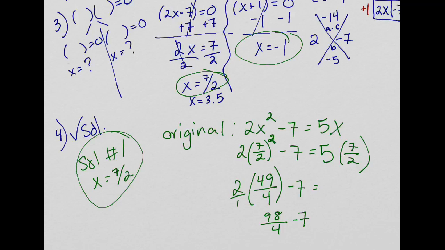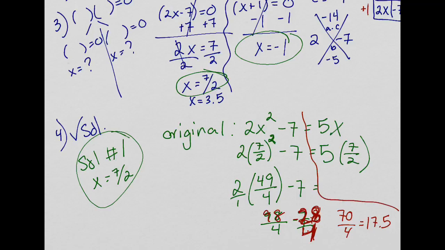Okay, 98 over 4 minus 7. Really, to do this, I need common denominators. So I'm going to just make that 7 a 7 over 1 so I can see that I need to multiply by 4. 7 times 4 is 28, and 1 times 4 is 4. So 98 minus 28 is 70, and 70 divided by 4 is 17.5. So that was the left side.